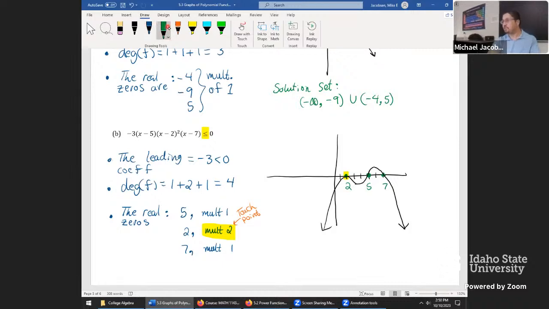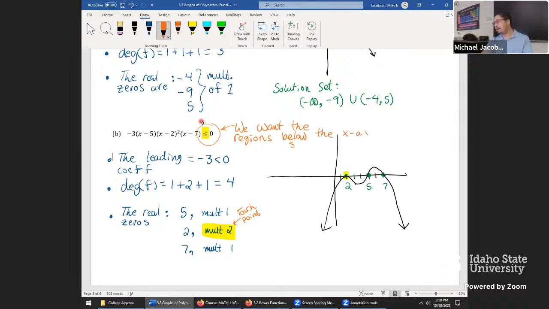Okay, well, we have some demands for this graph. To find our solution set, that less than or equal to 0 says we want where the graph is below the x-axis or where it actually is on the x-axis. I'll say here, we want the regions below. We're only saying below because of the less than or equals on this one, the x-axis. So let's go and start highlighting regions below the x-axis.